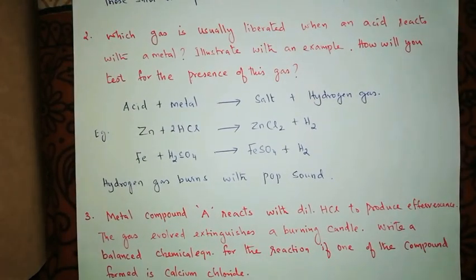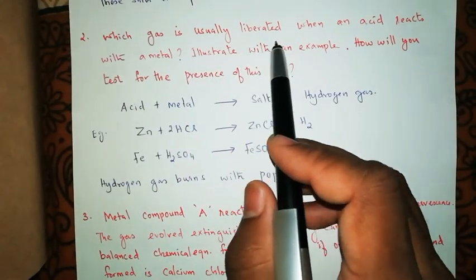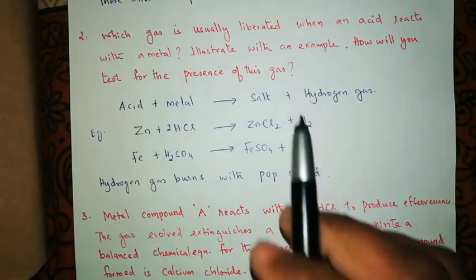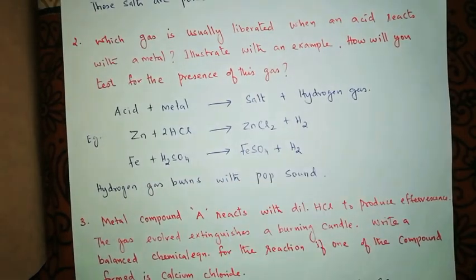Question number 2. This is a very simple question, and you can even try it by yourself. Which gas is usually liberated when an acid reacts with a metal? Illustrate with an example. How will you test for the presence of this gas?